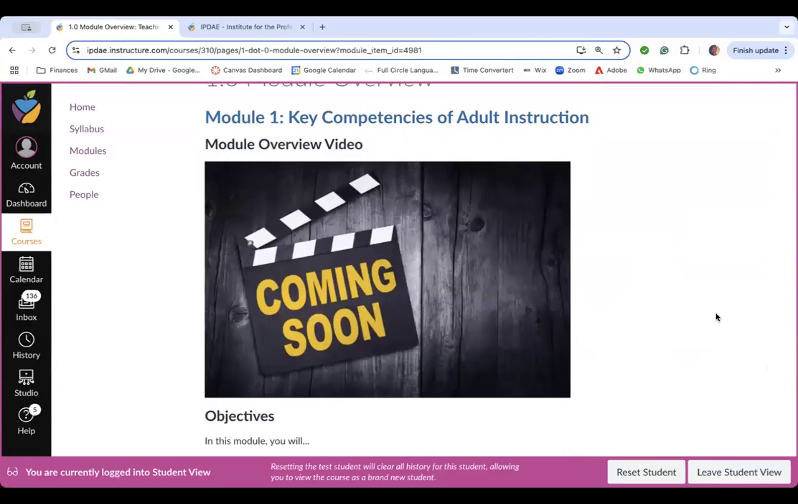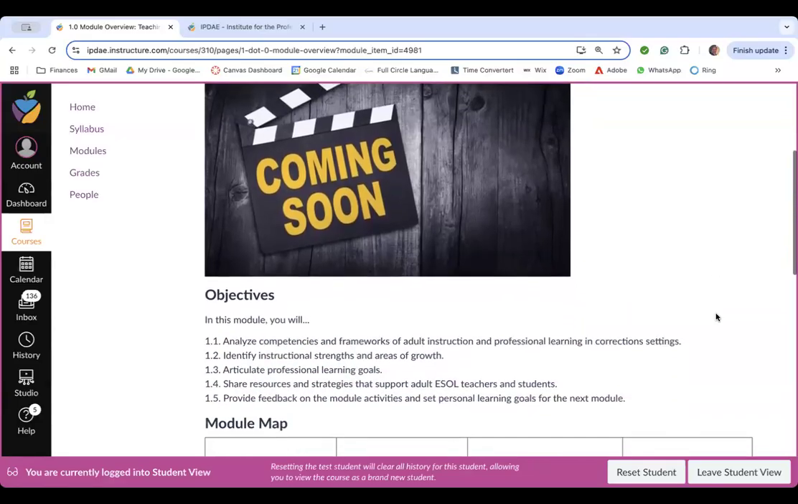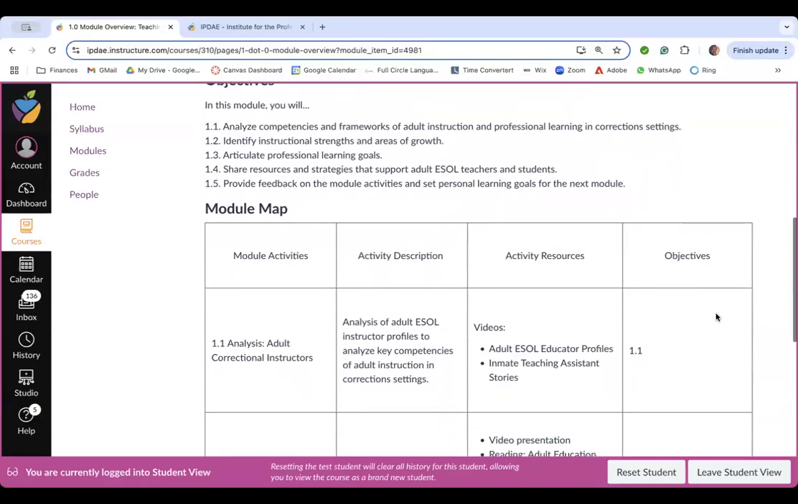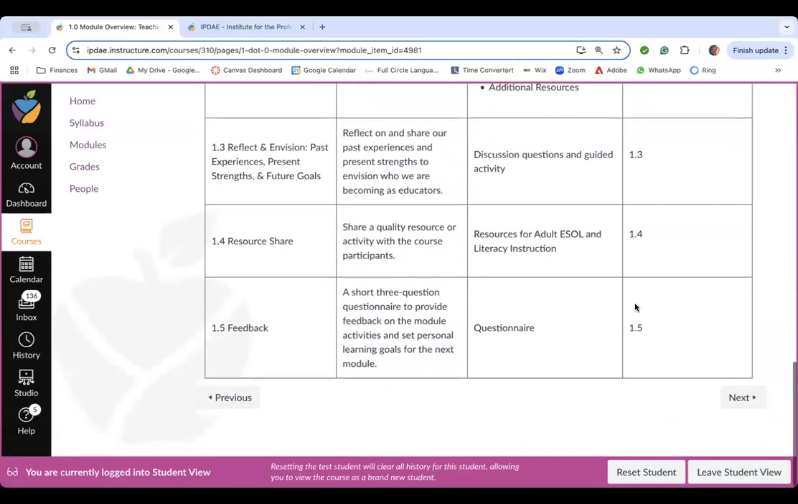Module overview video is coming soon. We like to make these as high touch as possible, meaning that even though it is an online course, we provide as much multimedia as possible, as many instructor presentations as possible, as many resources, multimedia, text, video, audio resources as possible to support course participants. So we have our objectives here, and we have this module map to show module activities, the activity description, activity resources, and how it aligns with objectives.